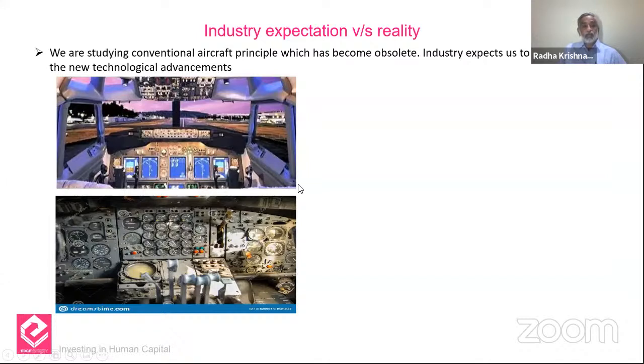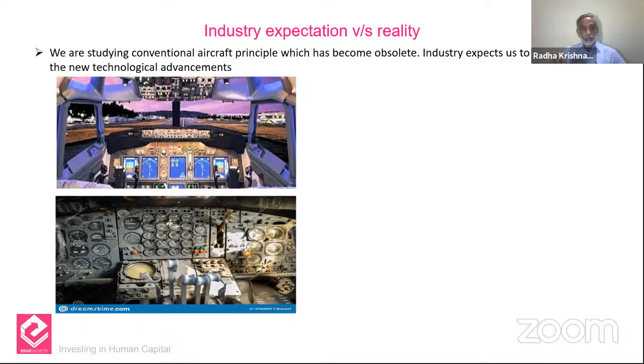But today, just see above that, this is a Boeing 737 Neo or Boeing 737-800 aircraft. All that clustered instrumentation has now come to only one LED display, which will give the pilot only what he has to see. Everything else is controlled by the computers on the aircraft, on the engine. It's called EEC, electronic engine control.